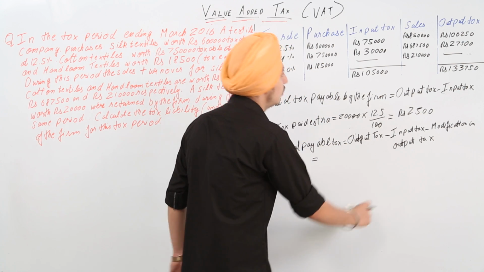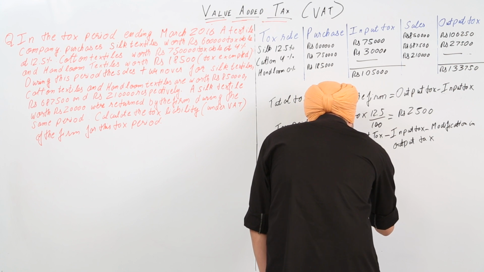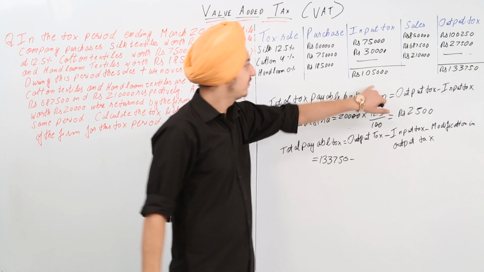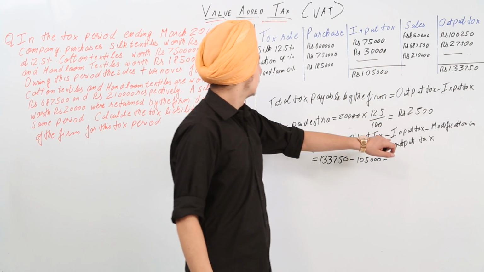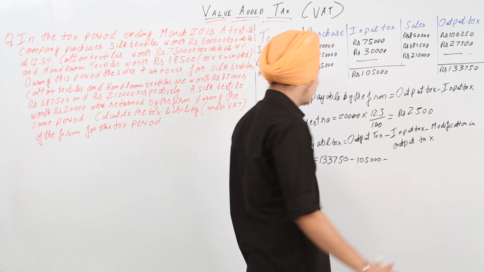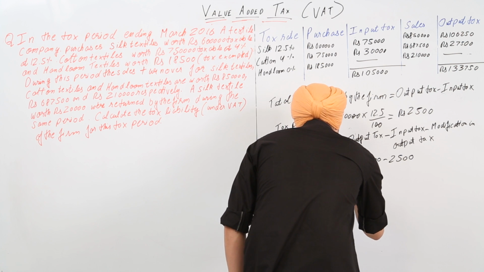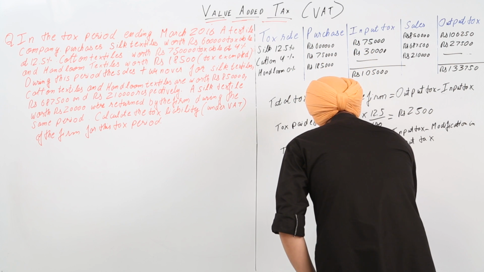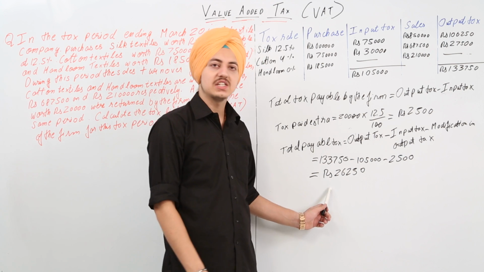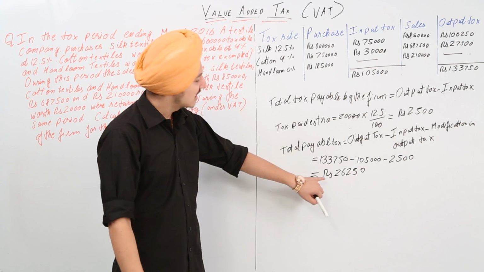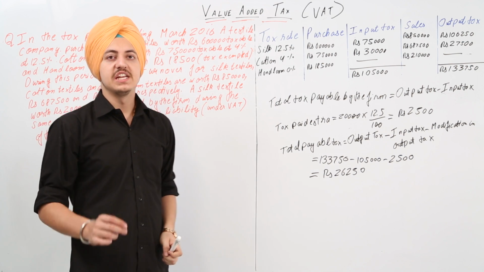We have output tax equal to rupees 1,33,750. We have input tax equal to 1,05,000. And we have the modification of tax equal to rupees 2,500. Now we get this value equal to rupees 26,250. So a total tax of rupees 26,250 has to be paid by this firm at the end of the financial year of 2016 to the state government.